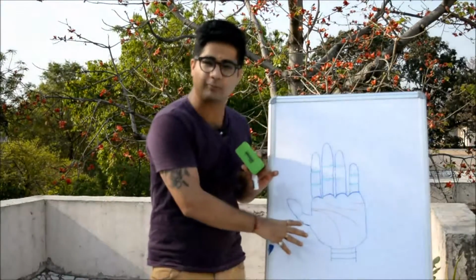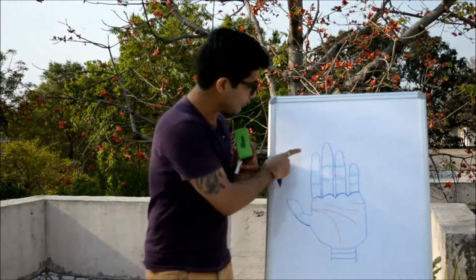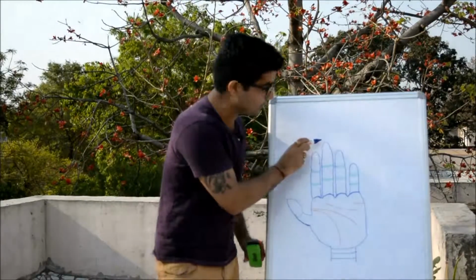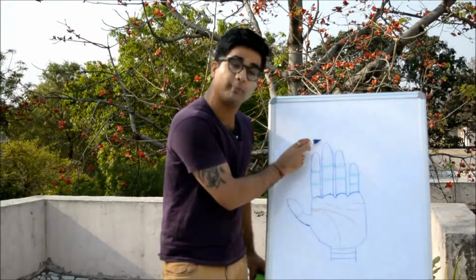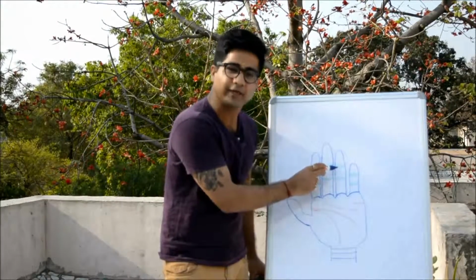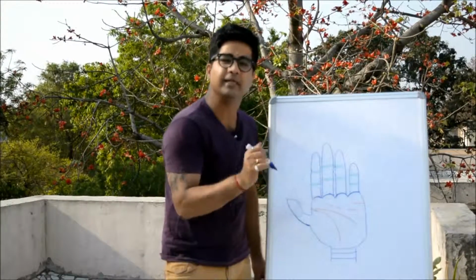To begin with, as you can see on the board, this is your thumb, this is your index finger, this is the longest finger, known as your middle finger, then comes your ring finger, and the shortest one is known as the little finger.